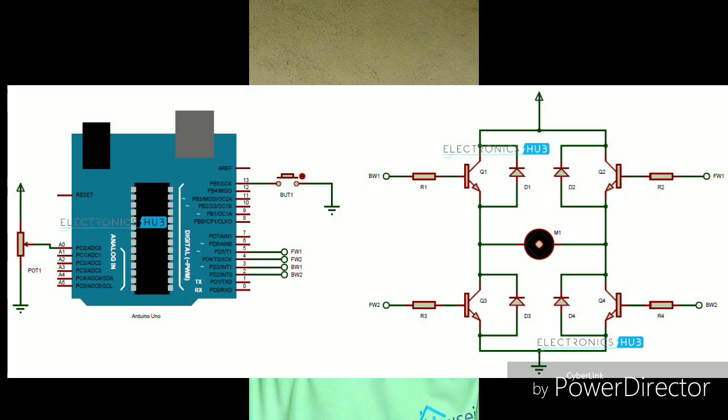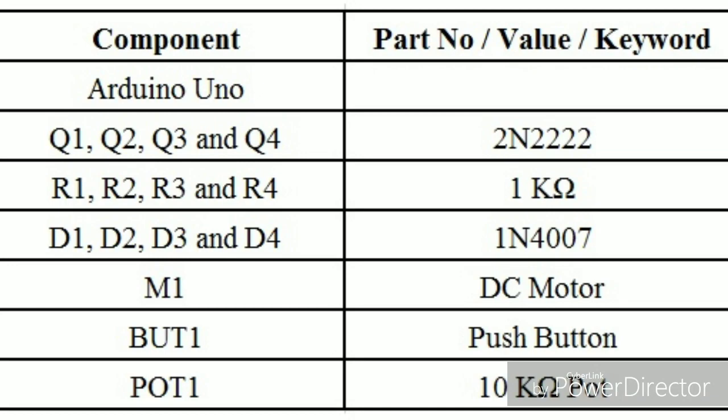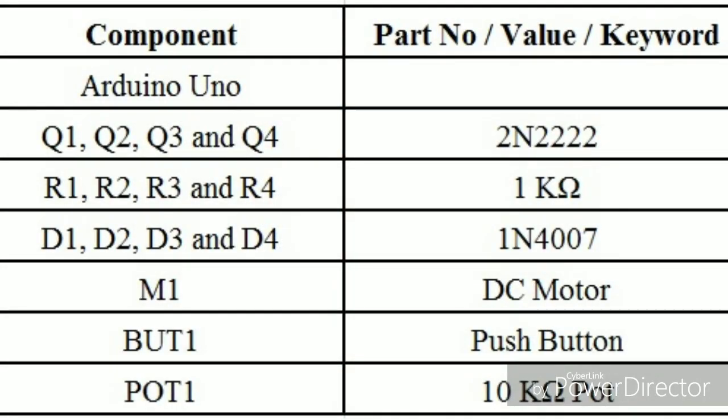The components used in this project are an Arduino Uno, four transistors of type 2N2222, and resistors of 1k ohm. The diodes used in this project are 1N4007, four in number, and one DC motor, a push button, and a 10k ohm pot are also used.